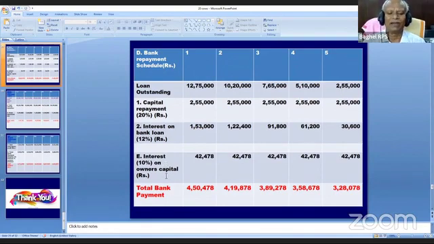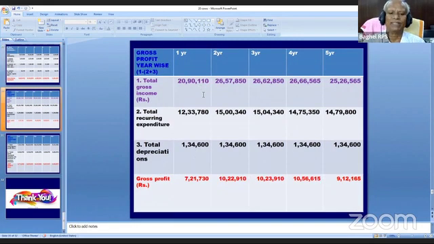Then interest on the owner's capital. For the margin money you have spent, 10% interest has been added. All these, total capital repayment, interest on the bank loan, and interest on the owner's capital, is called the total bank payment. This is 4.5, 4.19, 3.89, 3.58, 3.28 lakhs per year.